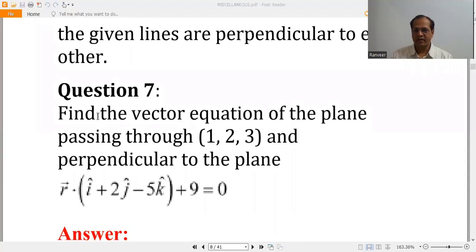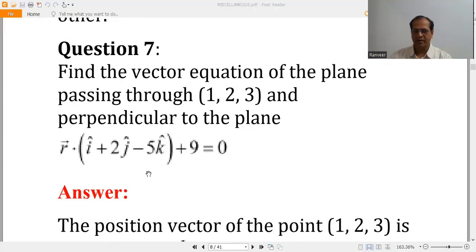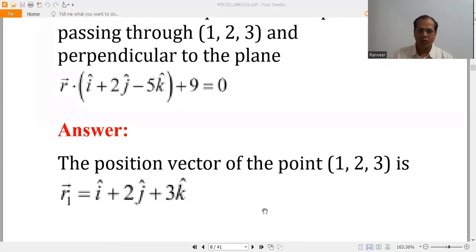Question number 7. Find the vector equation of the plane passing through (1, 2, 3) and perpendicular to the plane. Now we have to find the vector equation of the plane. First of all, the point is given, so based on that we have to write the position vector of the point: (1, 2, 3). So r1 equals i plus 2j plus 3k. According to the given point, we write down the position vector of the point.